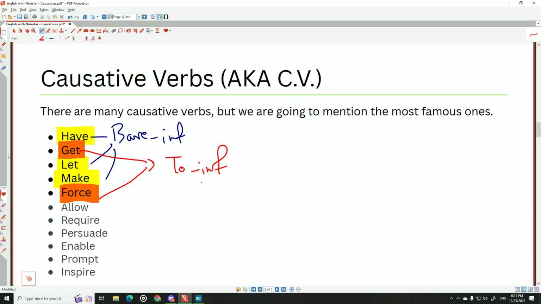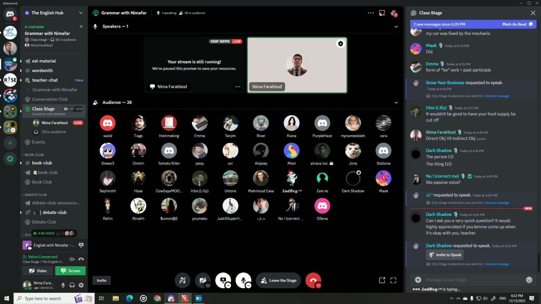But I will get a mechanic to repair my car. Why? Well, no one knows. At least I don't know. And I think there is a kind of reason behind this. But we use to with get and force. So when you use have, let, make, we don't use to before our verb. But when we use get or force, we use to before our verb.